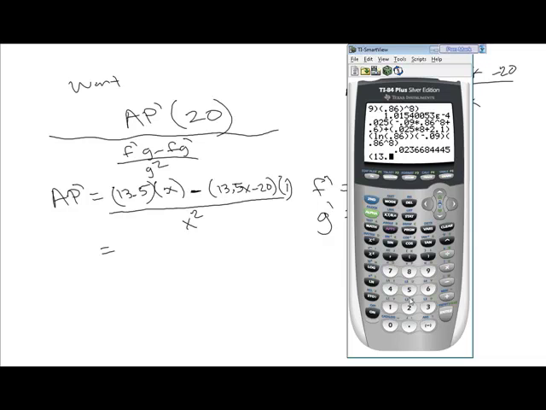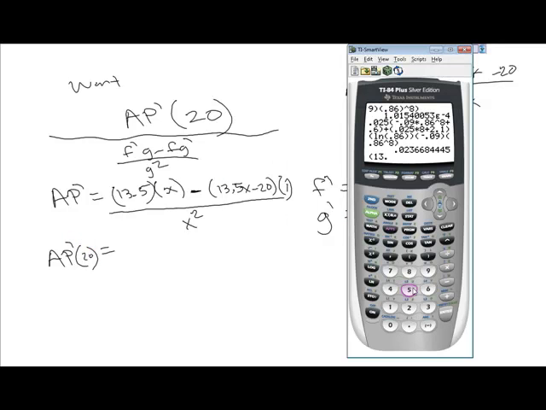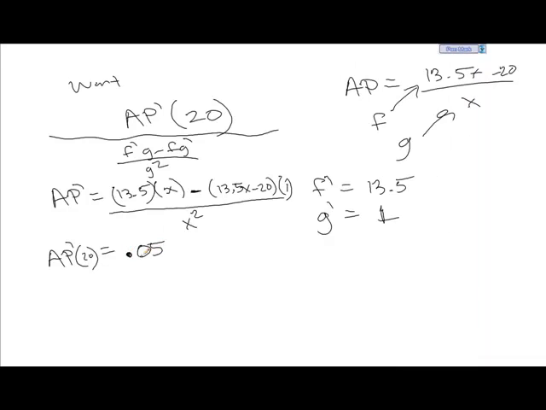What I want is AP prime of 20. So I'm going to plug in 20 into this equation: 13.5 times 20 minus the quantity 13.5 times 20 minus 20, times 1. I don't really need to write that out, but I need to close this parenthesis here for the numerator, divided by 20 squared. And what do I get? I get 0.05.